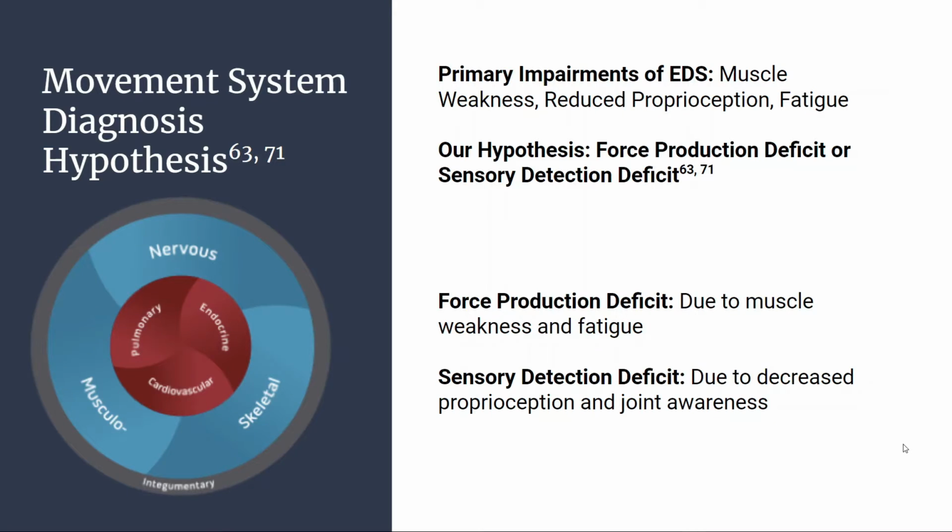Here is our movement system diagnosis hypothesis. We looked at primary impairments of EDS such as muscle weakness, reduced proprioception, and fatigue. Our hypothesis was that it's either force production deficit or sensory detection deficit. For force production deficit, we can associate this with the muscle weakness and fatigue. And for the sensory detection deficit, we can associate this with decreased proprioception and joint awareness. And the movement system diagnosis may vary from patient to patient depending on what impairments they're presenting with and how they're participating in activities at home and in clinic.